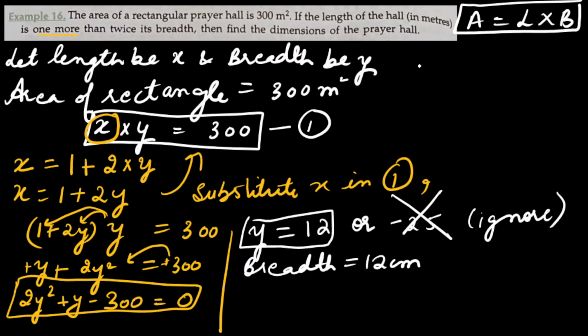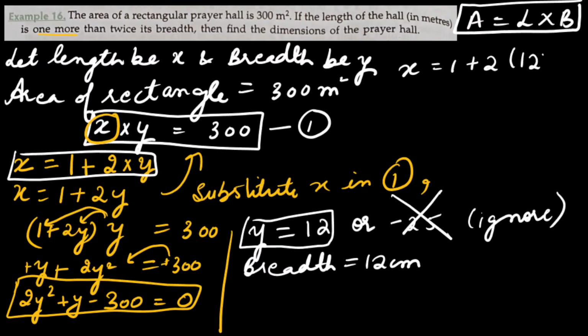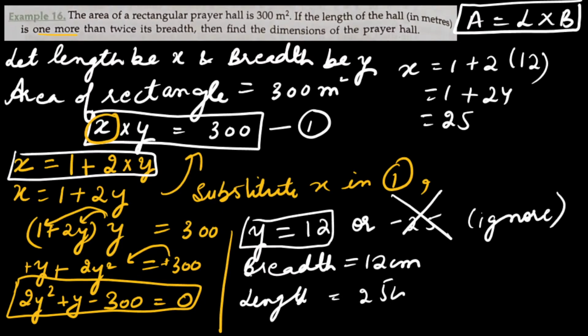So in the first equation, we know x is equal to 1 plus 2y. The value of y we know is 12. So 1 plus 2y, 2 into 12 is 24, so it is 25. So length, which we assumed as x, is equal to 25 centimeter.